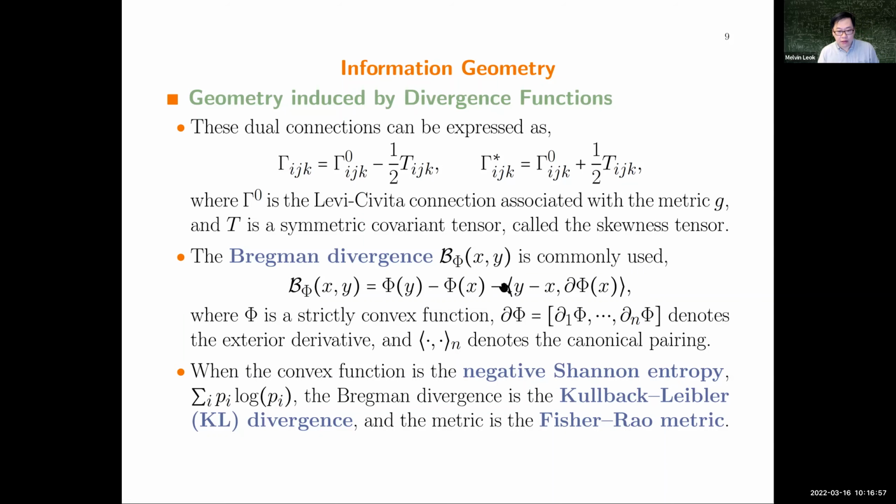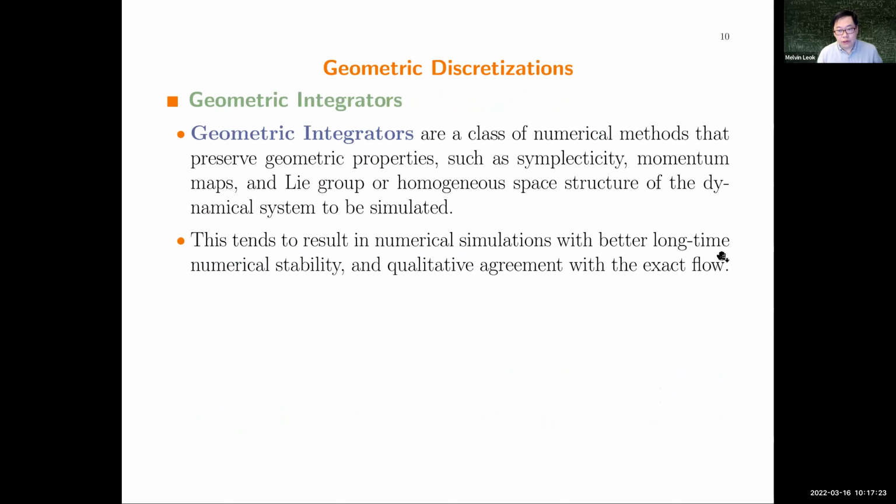And the familiar KL divergence is an example of a Bregman divergence, and the associated convex function there is the negative Shannon entropy. So if you have the negative Shannon entropy as this convex function, the Bregman divergence which is induced by that is the Kullback-Leibler divergence, and then the divergence induces a metric, and that metric is the Fisher-Rao metric. Okay. All right. So that was a brief introduction to information geometry.